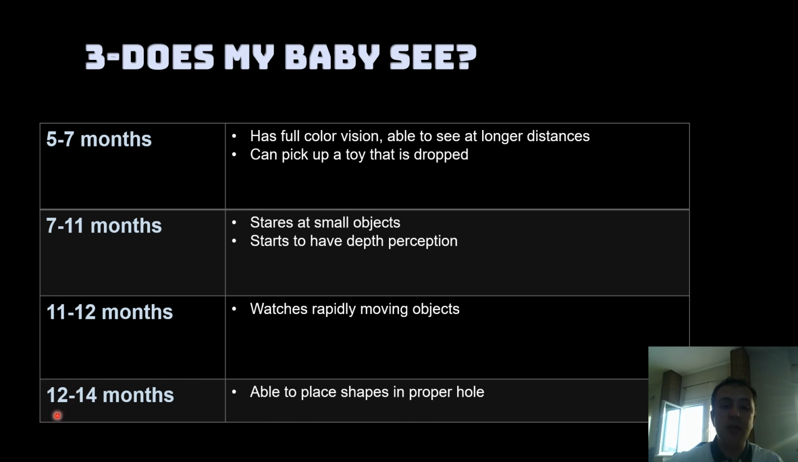Age from 11 to 12 months, he's watching rapidly moving objects. By the end of the first year till the age of 14 months, he's able to place shapes in the proper hole of the puzzle.